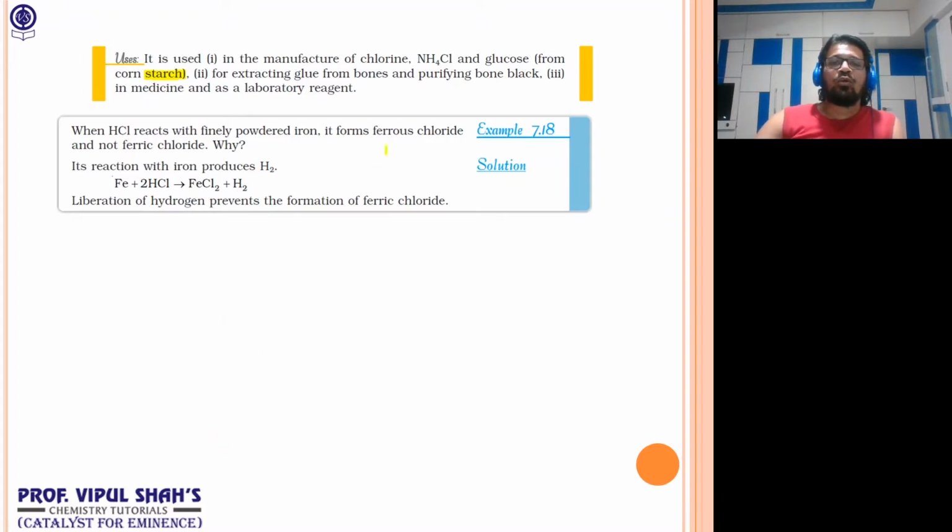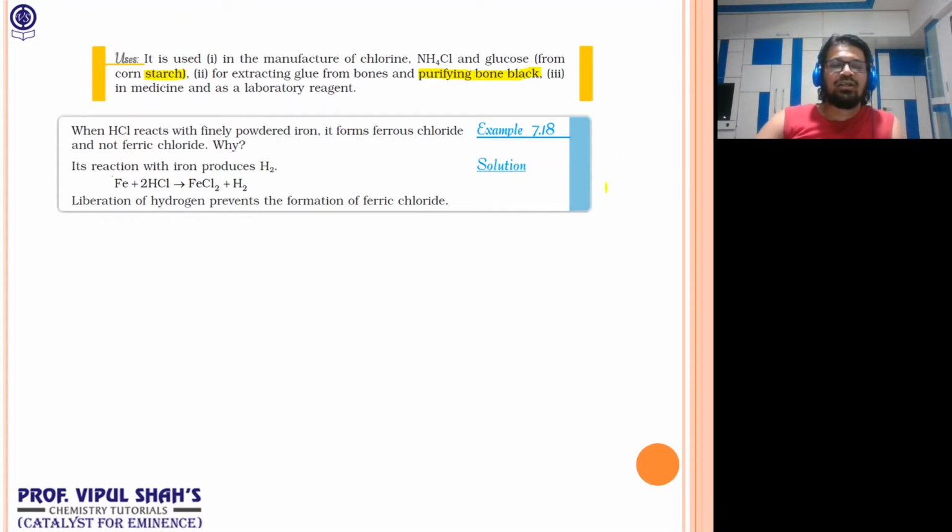Then for extracting glue from bones and purifying bone black, I have discussed this with you in adsorption. Bone black is when the bones of animals are taken and heated with a limited supply of oxygen. Then they form a black powder that's called bone black or bone charcoal. I had told you, does anyone remember the main function: how do we get the white crystals of sugar? When mixed with this bone charcoal, the adsorption function of bone black is to adsorb color. So for the extraction part of this we use HCl.